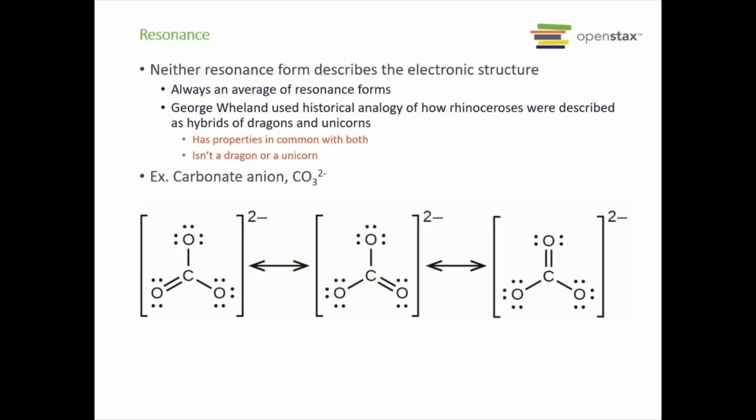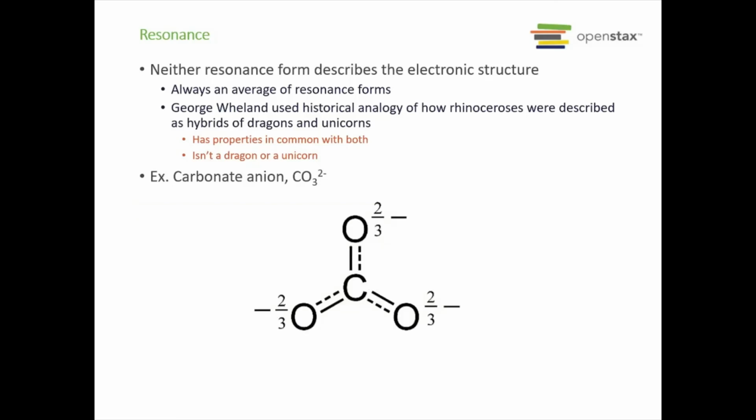Another example of a compound with resonance forms is the carbonate anion. You can see each of these oxygens has the same chance of forming the double bond with carbon. When in reality, it's something like this, where you have the shared electron density across all three bonds.